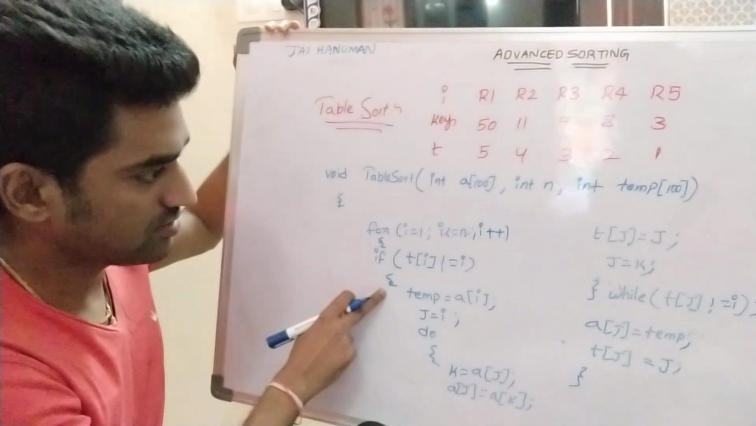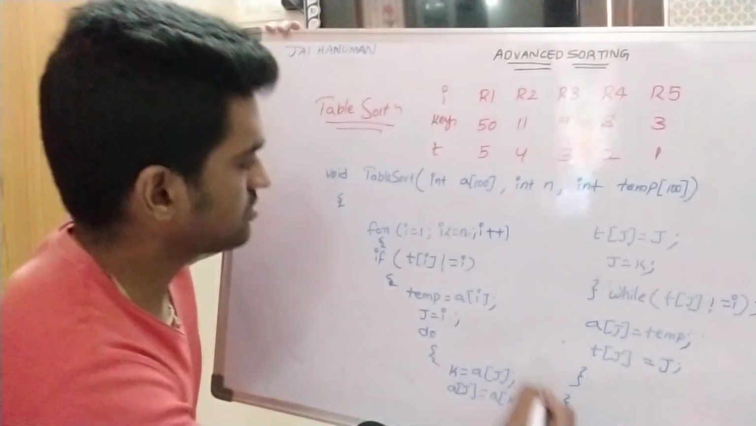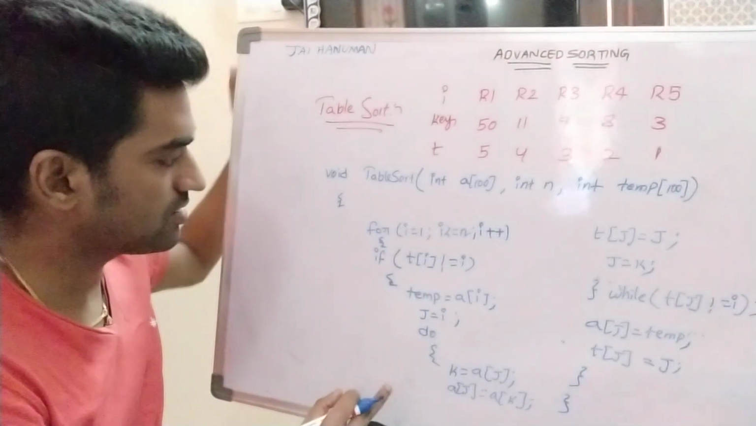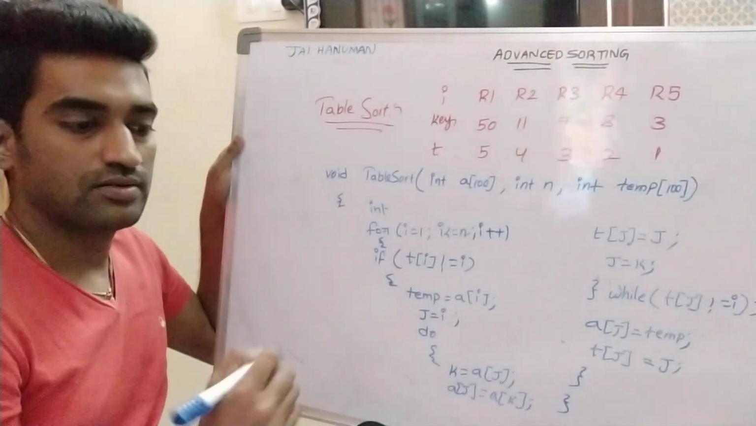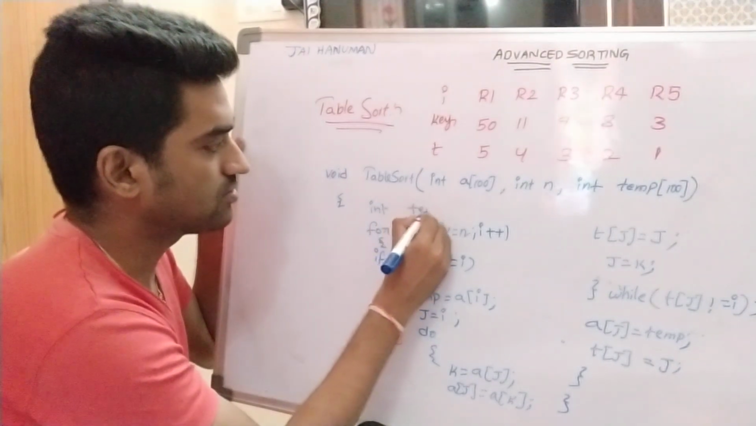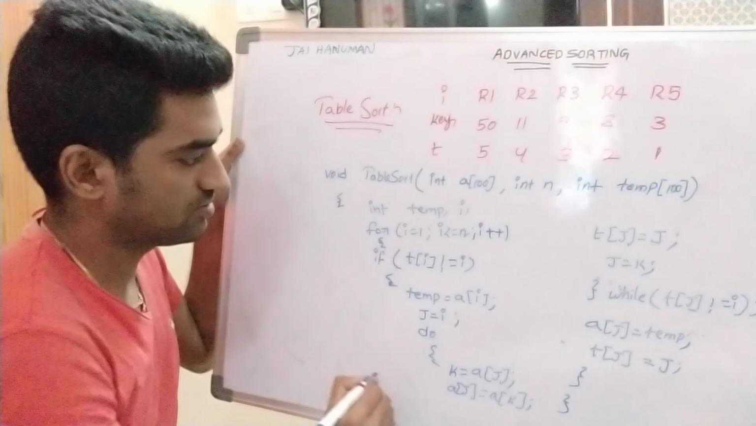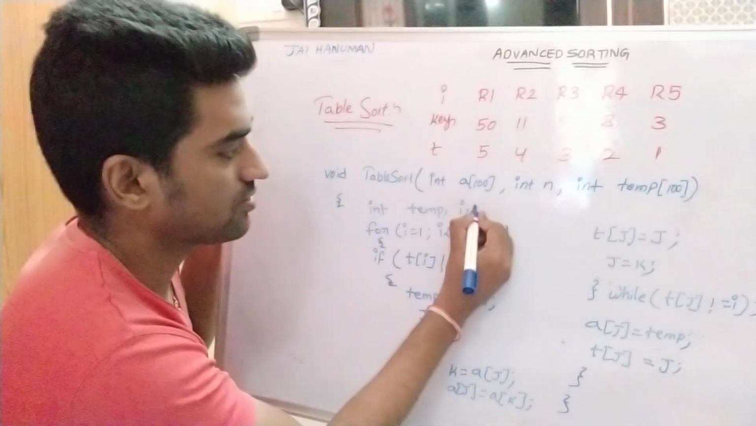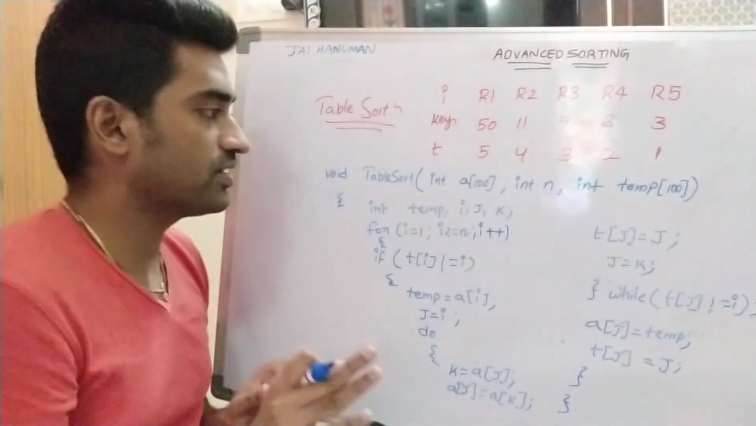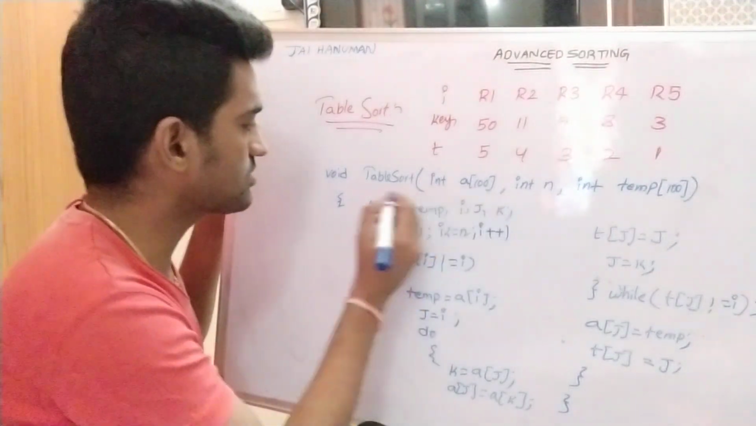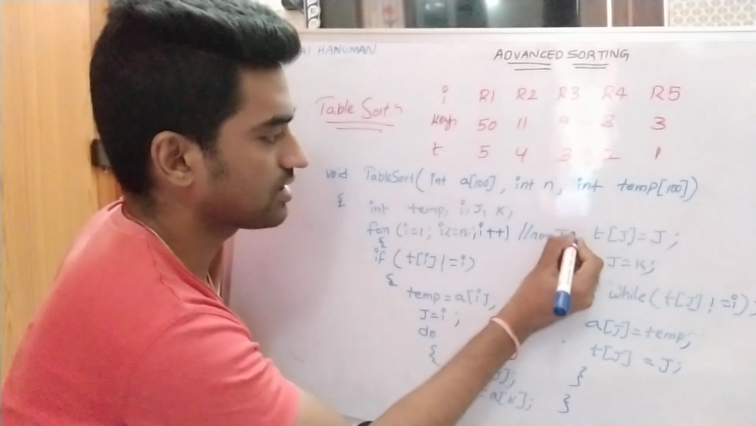Here I am closing this one, this one, this one. Now we initialize some values. What are the values? int temp, I, J, K. So this is the function definition for the non-trivial cycles.